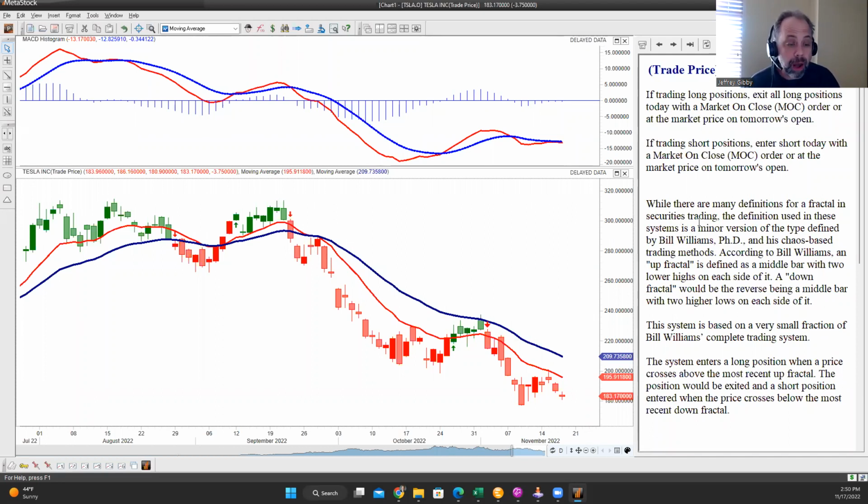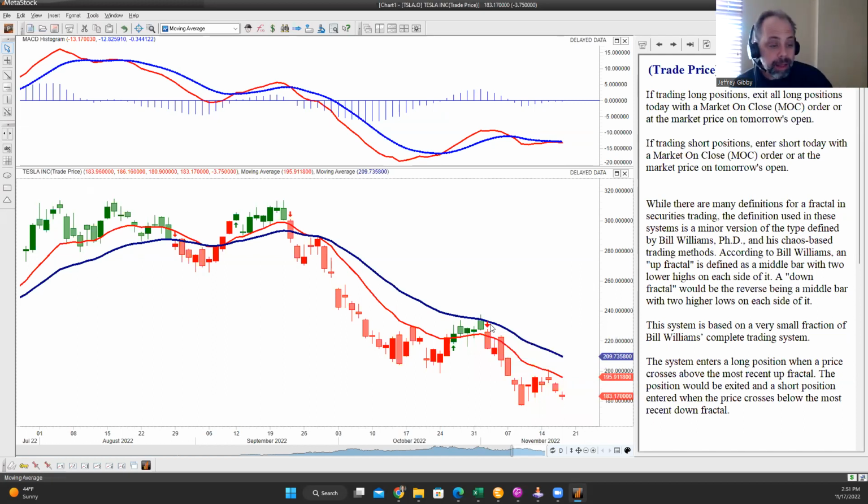According to Bill Williams, an up fractal is defined as a middle bar with two lower highs on each side of it, okay? A down fractal would be the reverse, a middle bar, a low with two higher lows around it, okay? This system will look to trade when it penetrates one of those fractals. So if we look back here in time, here we had a fractal. This was a down fractal, a low that's surrounded by two higher lows, okay? When it penetrated, that's what gave us the sell signal.